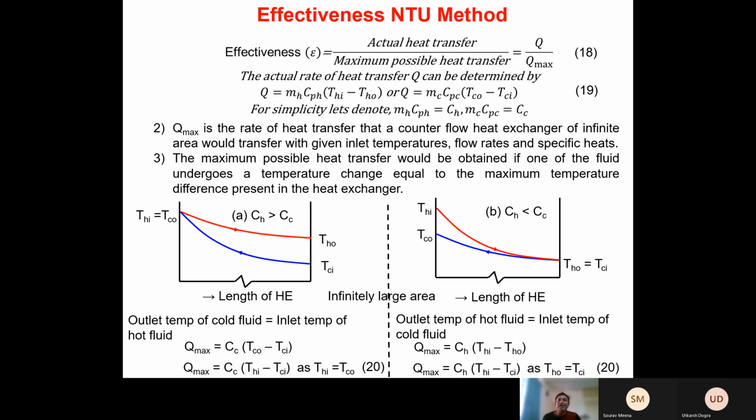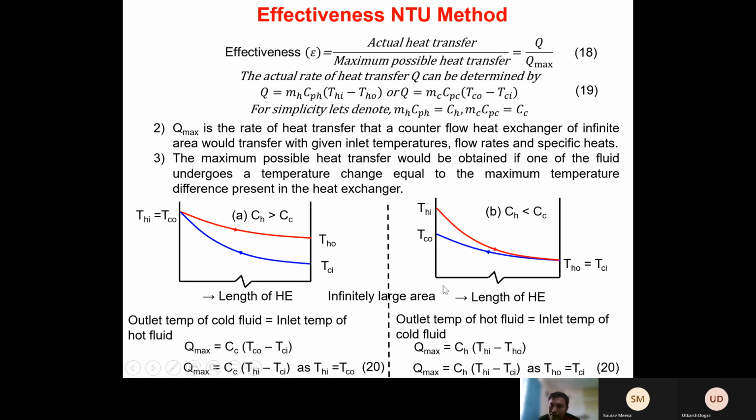Now let's write down the equation. Qmax will be given by what? If I am looking at only the cold fluid, the sensible heat gain of the cold fluid will be given by Cc multiplied by the temperature difference, TCO minus TCI. But this TCO is THI. So this will be given as Cc times THI minus TCI. And this THI minus TCI is nothing but the maximum temperature difference present in the heat exchanger, isn't it? So Qmax is given as Cc times THI minus TCI.